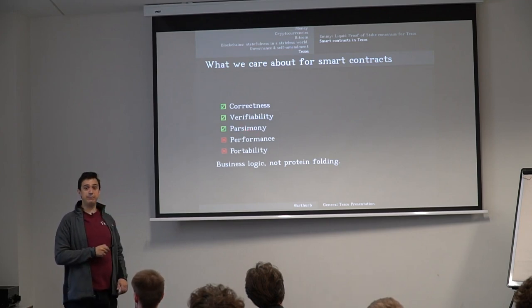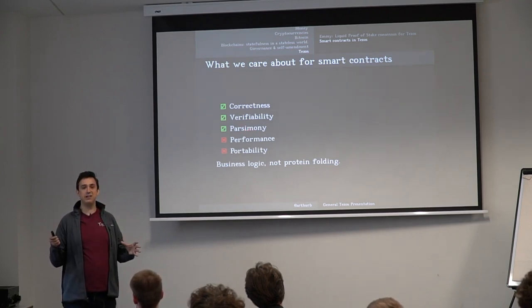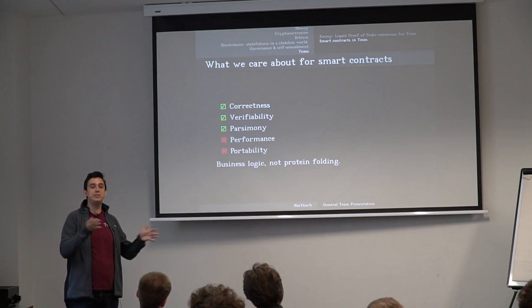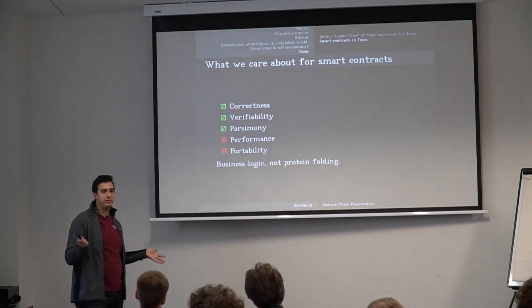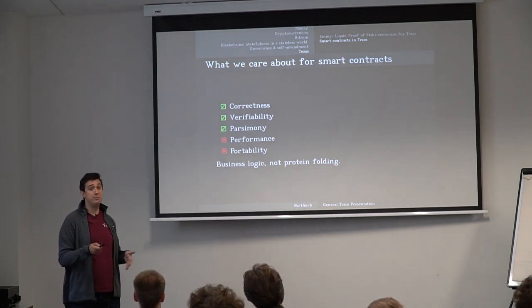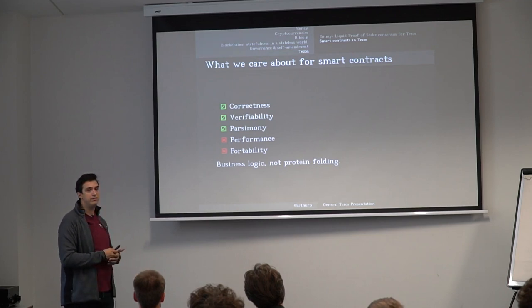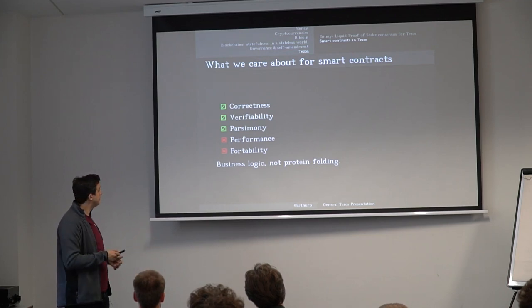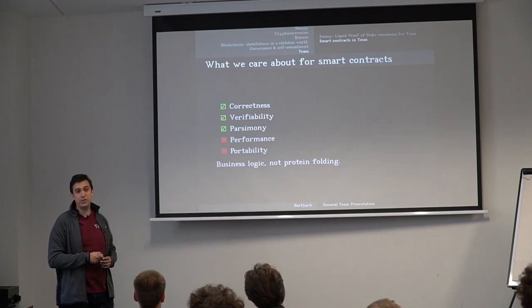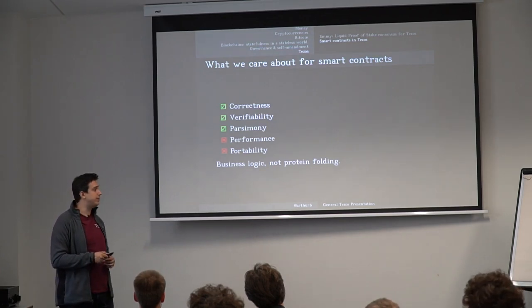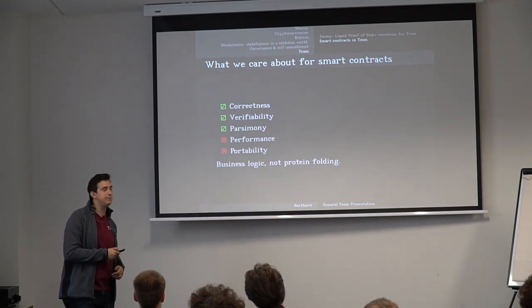We care about parsimony. Space is expensive on a blockchain. It's at a premium. Everyone needs to keep everything that's on a blockchain on their disk or even in memory if you want to be efficient. So we don't want to have heavy programs. Performance is not really an issue because we're not running ray tracing here. We're running simple logic.